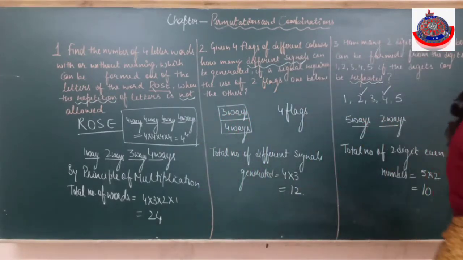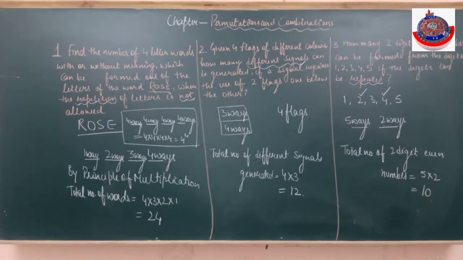So you have to be very careful, children, about what is given to you. What condition is given to you? They told 2-digit even number. So when it is an even number, you have to be careful choosing the unit place. Clear? And then they say the digits can be repeated. So the 10's place can be filled by any number which is given to me. So 5 into 2, 10 even numbers are possible out of it.